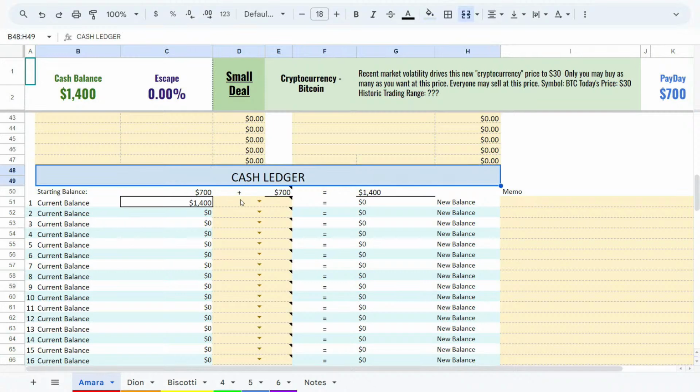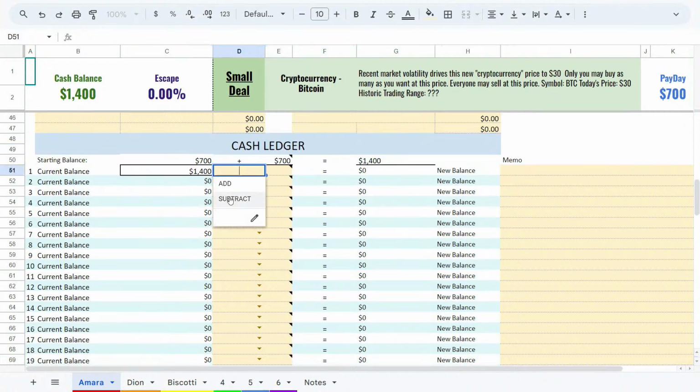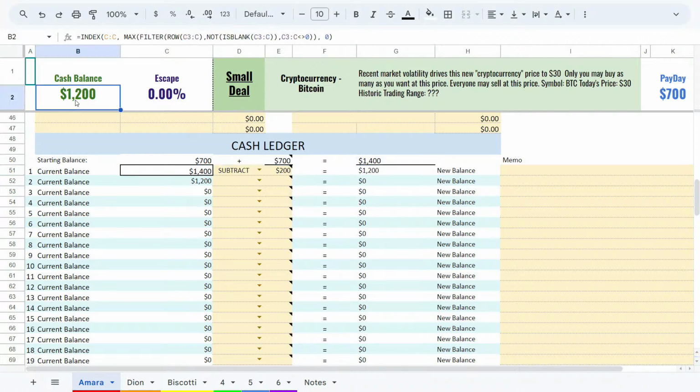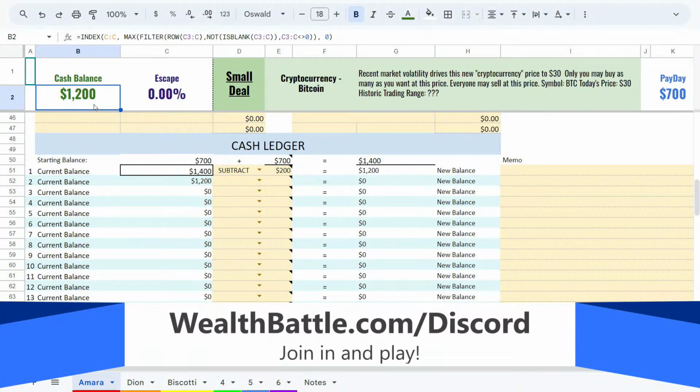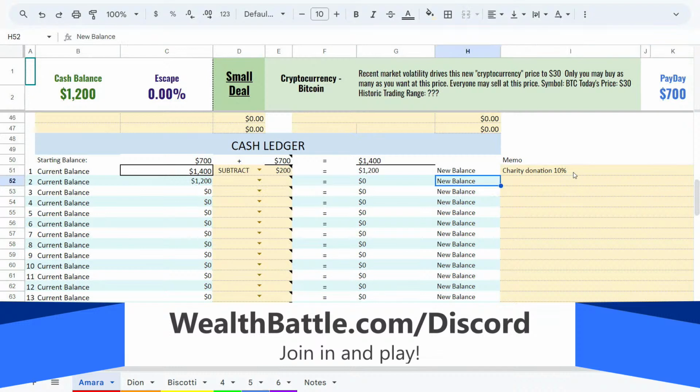Okay, so we come down to cash ledger, and then instead of addition, we're gonna do subtraction, and we're gonna subtract out $200. You see you had a starting balance of $1,400. You're subtracting 200, and that equals $1,200, which is your new cash balance. Do you see how that worked? Now, memo for this one, I'm just gonna put in charity donation, 10%. But you can put whatever memo you want in there in the future. So that's it. That's how you run the game.